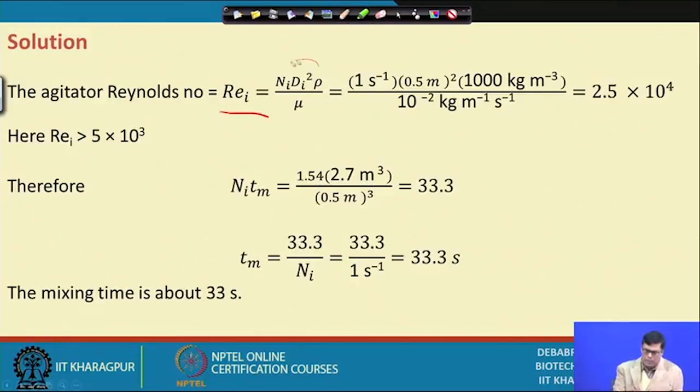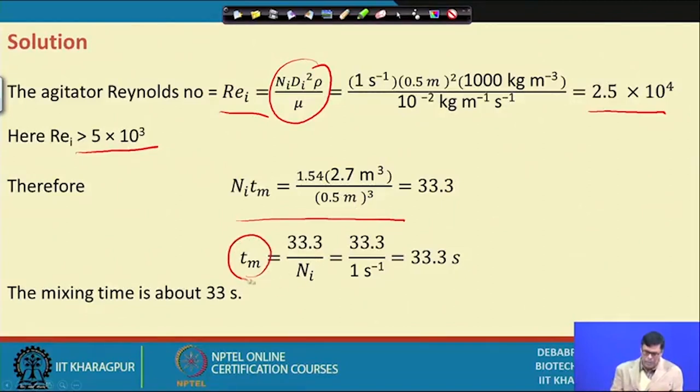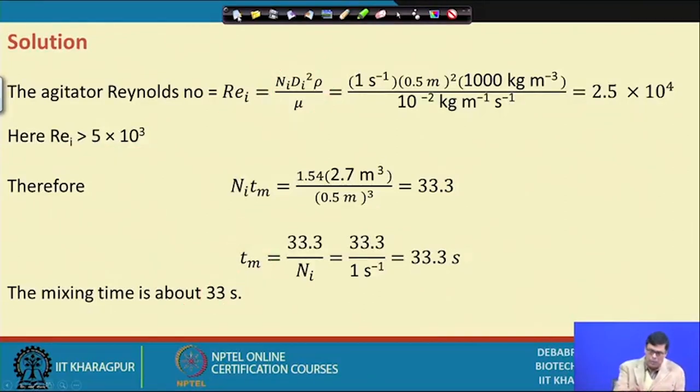Now, first we shall have to find out the Reynolds number. We can find it out using this equation. With 0.5 as the diameter of the impeller, it is coming about 2.5 into 10 to the power 4. Now, this indicates that it is more than 5 into 10 to the power 3. So, this equation applies. Since this equation applies, we put all the values here to calculate the mixing time, and the mixing time is coming about 33 seconds. So, we can easily solve the problem.